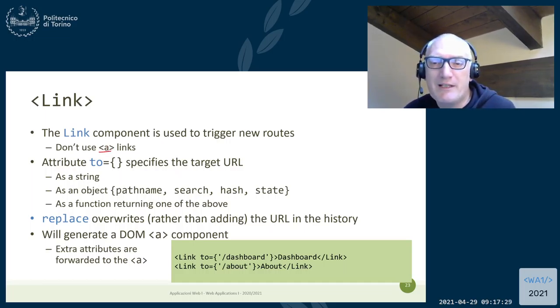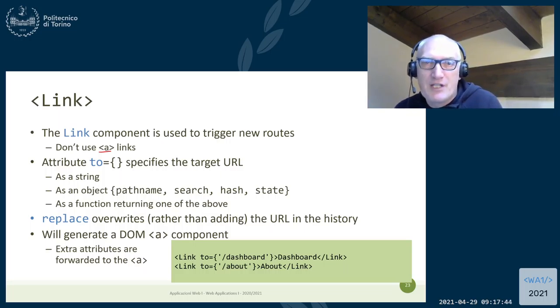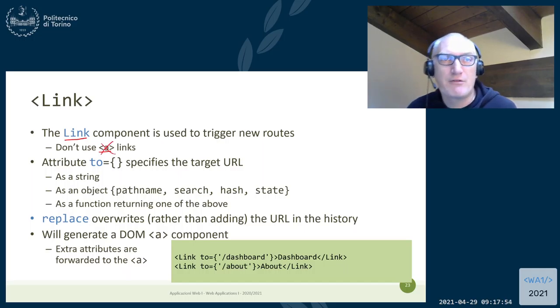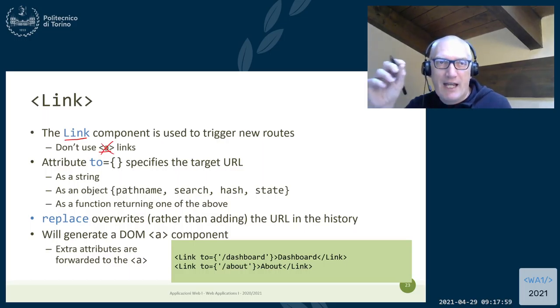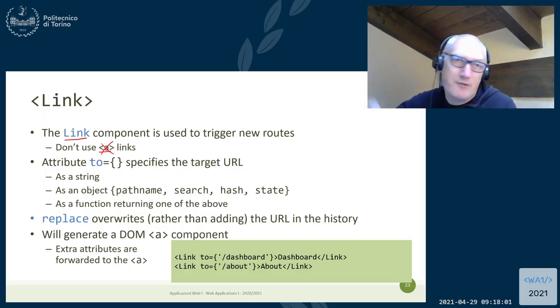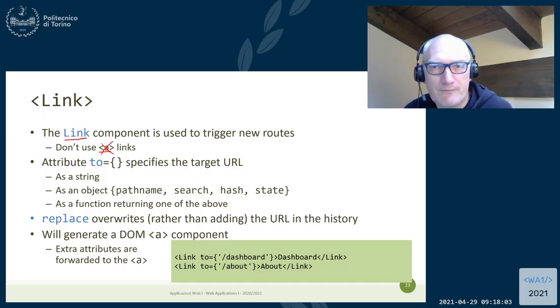The link component will internally render a link, but the action of this link will be redefined so that it will not load a different page, but will internally change the router status. So every time you need to move to a different page, always use a link and forget about manually creating the anchors, the A tags, because having an A will reload the application and you are losing all the advantages of the router. Okay.